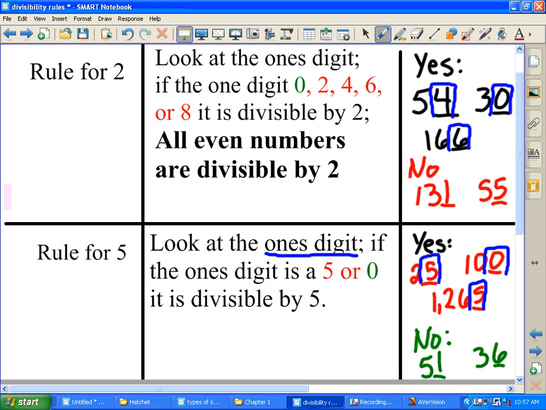Now, if we look at some of our no's, I have 51. Does this number end with a 0 or a 5? No, so the number cannot be divided by 5. I have 36. Does it end with a 0 or 5? No, it doesn't. So that means I cannot take 36 and divide it by 5 without a remainder. I'll give you a few seconds to catch up in your notes.